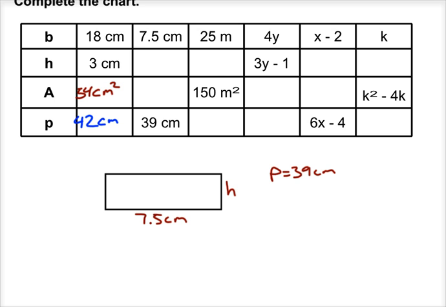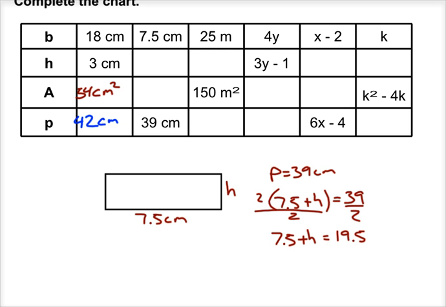So let's see. As a formula, that would look like 7.5 plus the height. If I double that, it's going to equal the perimeter of 39. Well, divide each side by 2. I get 7.5 plus my height equals 39 divided by 2, which is 19.5. Subtract off 7.5 and you get that the height is 12. And the units are going to be in centimeters.